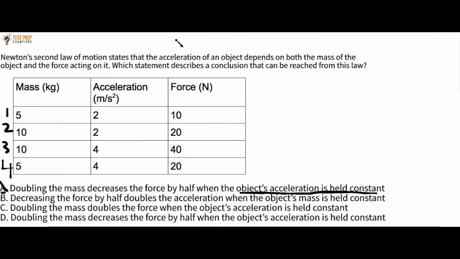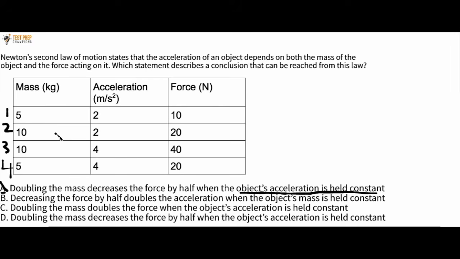Okay, so now for B, it says decreasing the force by half doubles the acceleration when the mass is held constant. So we're going to want to compare either case 1 and case 4, or case 2 and case 3. Because in case 1 and 4, the mass is the same, and in case 2 and 3, the mass is also the same. It doesn't really matter which one you pick. To check if B is true or false, you need to start by finding two cases where the mass is the same.